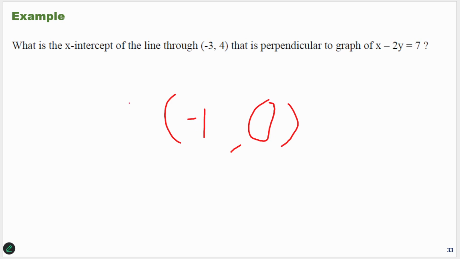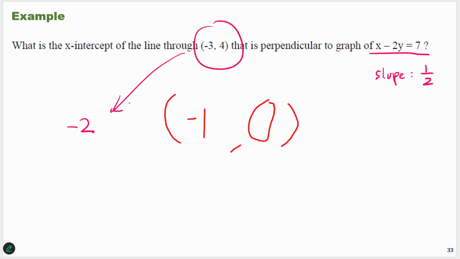Yes. The x-coordinate of the x-intercept is simply -1, right? Because from the equation of this line, we know the slope of this line is 1 over 2. So the desired line has a slope of -2, right? Yeah. And our desired line passes through this point, with slope -2.